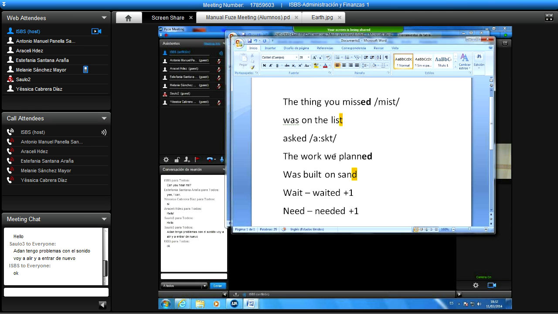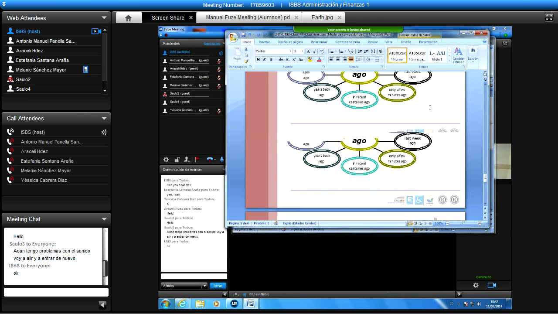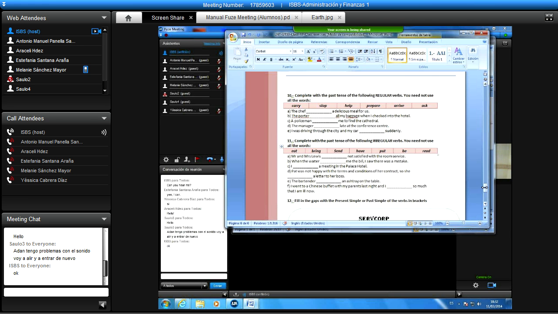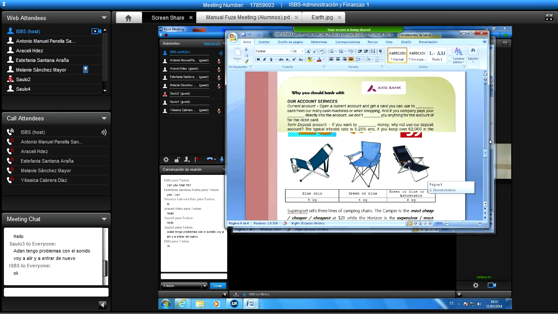Anyway, in English, when you have 3 consonants together, you can take out the middle one. So you can pronounce something like that. Asked. Asked. So that K is kind of optional. Okay? I mean, don't worry about that, but try not to get confused with this.